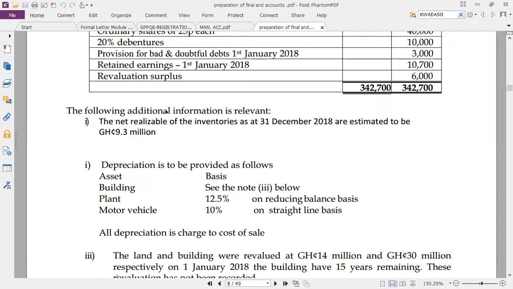Now let's go to note 2. Even though it's still showing note 1, there is a note 2 here. Depreciation is to be provided as follows. So assets and then the basis. Building, see the note 3 below. So everything about building will be explained in the note 3. Good.